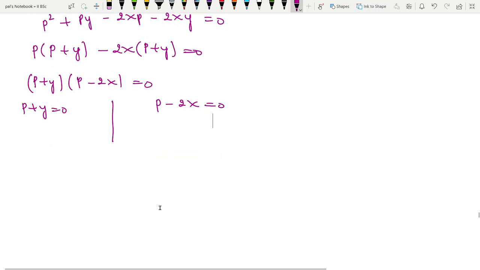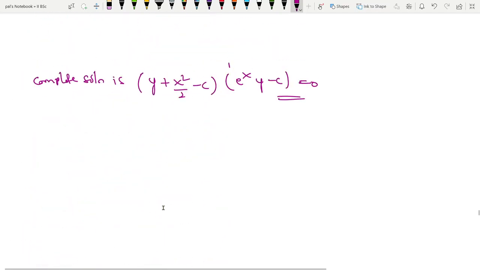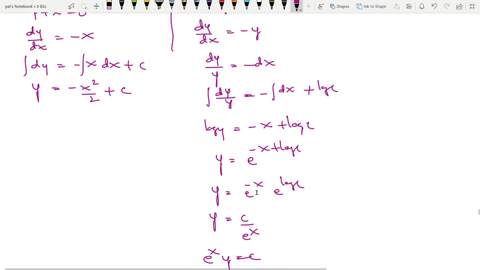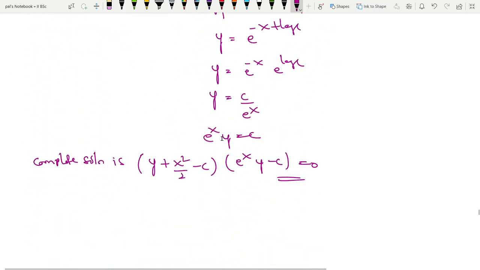As p plus y is equal to 0, you know its solution. p plus y is 0. So in that case, we have e to the power of x into y is equal to 0.